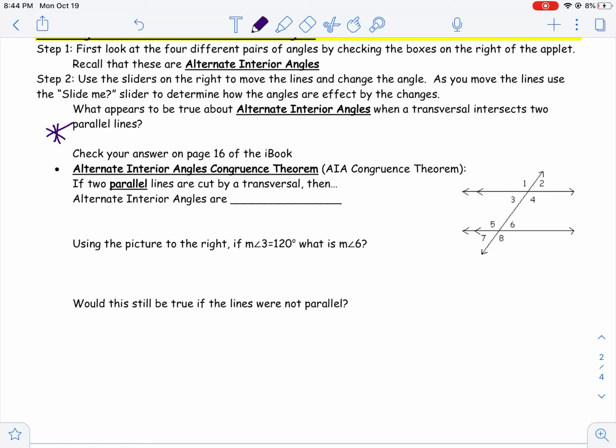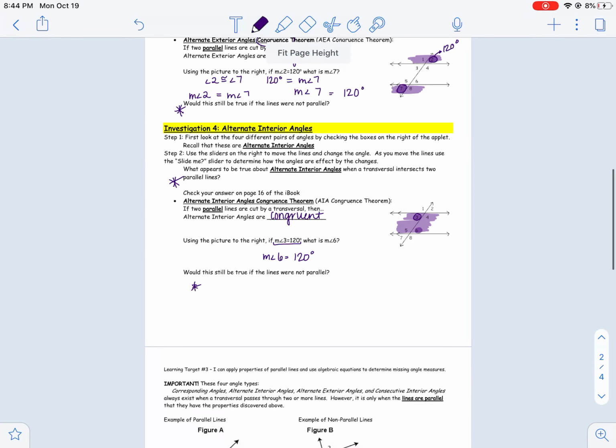So if two parallel lines are cut by a transversal, then alternate interior angles are also congruent, okay? So we are looking at angle 3, and I'm looking at the alternate interior angles. Well, my interior are here. My alternate are on opposite sides of the transversal. So I know that those two angles are congruent. Therefore, I know that the measure of angle 6 is also equal to 120 degrees. And once again, I'll let you answer that based off what we've talked about so far.